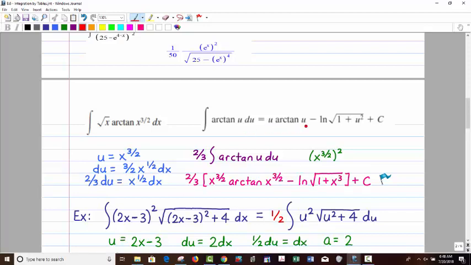So it's u arctan of u, so it's x to the 3 halves arctan of x to the 3 halves minus ln of u squared. Well, x to the 3 halves squared is x cubed. So it's minus ln of the square root of 1 plus x cubed.